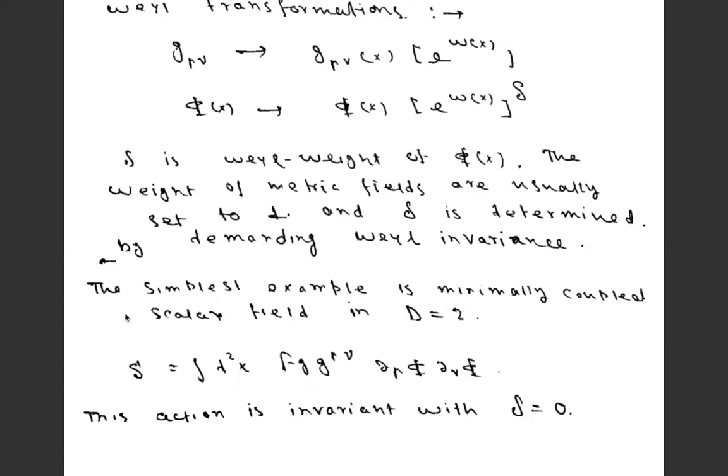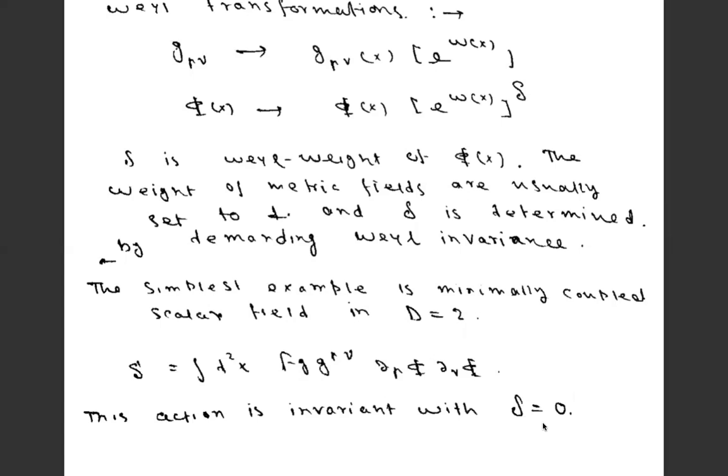Here you have just the metric and the scalar field. You can see that g_{mu nu} goes to e^{omega(x)} g_{mu nu}, so g^{mu nu} will go to e^{-omega(x)} g^{mu nu}, and the determinant will go to the determinant of g times e^{2 omega(x)}. But as there is a root g, there would be only e^{omega(x)}, and these two factors will cancel. So this is Weyl invariant without scaling the field. The Weyl weight of this scalar field here is 0.